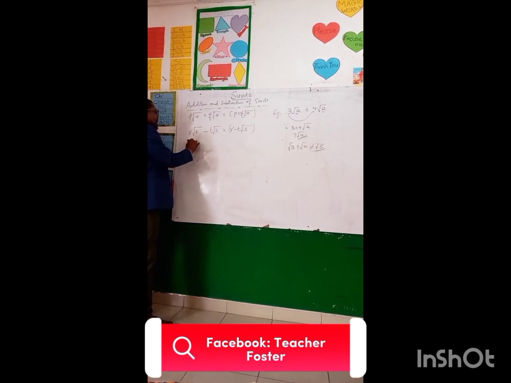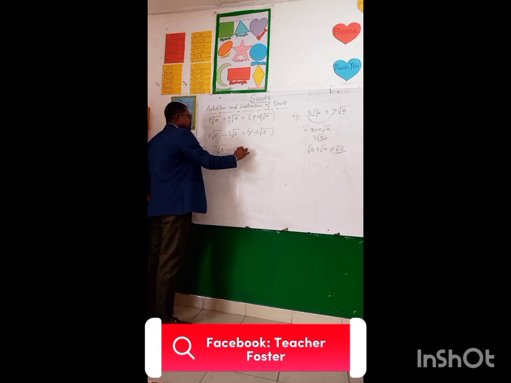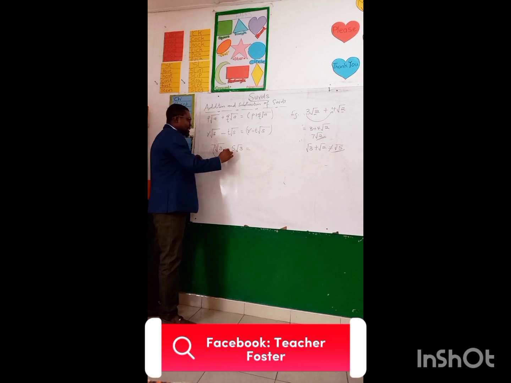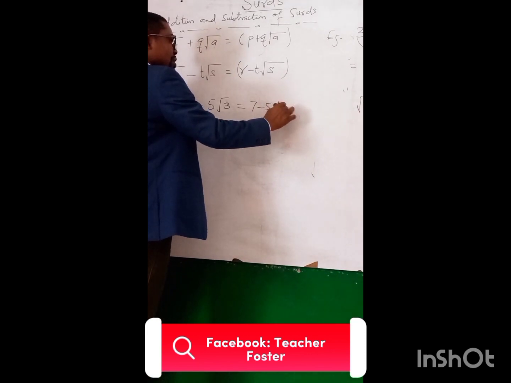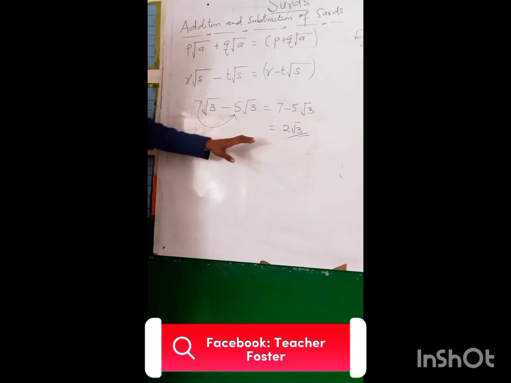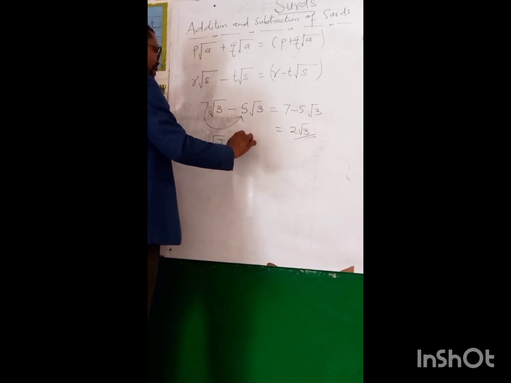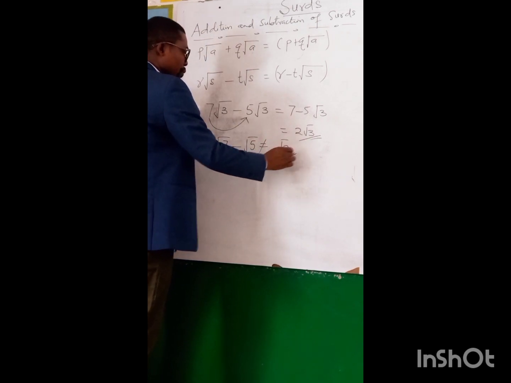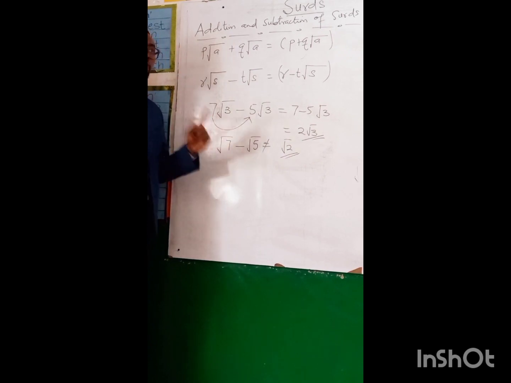So for instance, 7 root 3 minus 5 root 3. Yes, I can subtract this because the numbers under the roots are the same. So I'll subtract the numbers in front. That should give me (7 minus 5) root 3, and this should give me 2 root 3. So that is the subtraction of surds. Again, take note that root 7 minus root 5 is not equal to root 2. Please take note, because the numbers under the surd are not the same.